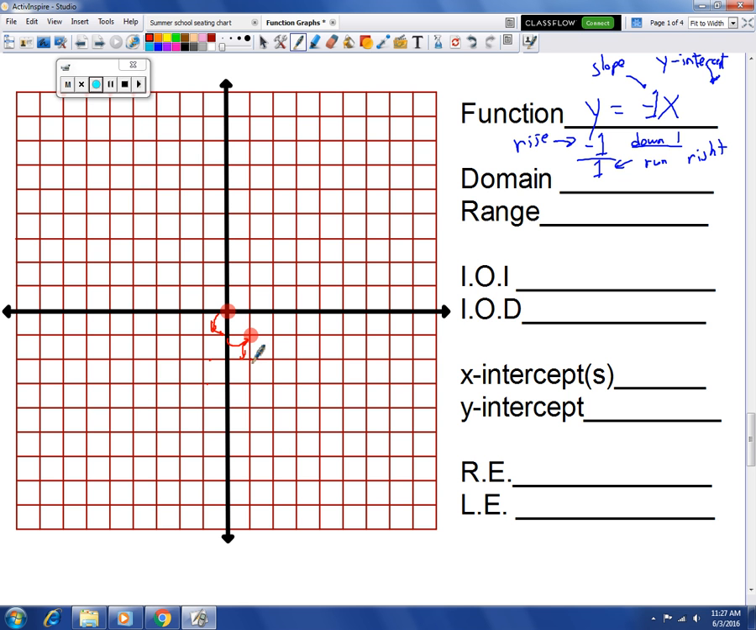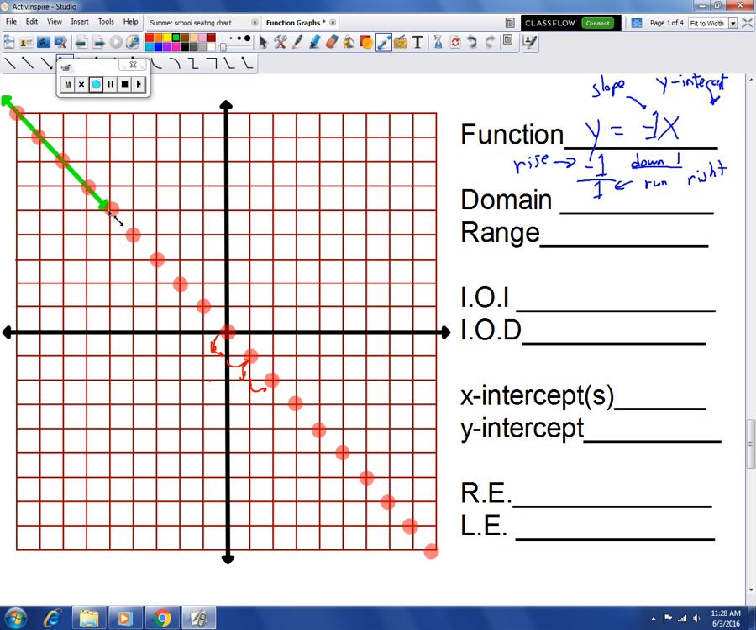Down 1, right 1. Down 1, right 1. This is always going to be in these diagonals. I'll go up 1, left 1, up 1, left 1. It's not hard. Okay, draw your line. Again, you don't need all those dots to draw a line. Just makes it a little more accurate if you're drawing on a sheet of paper instead of on electronic like this.